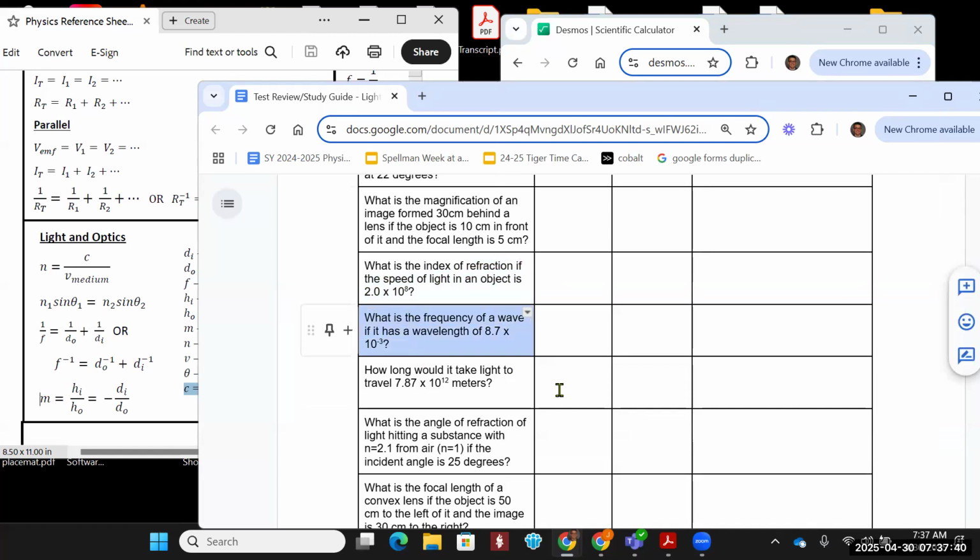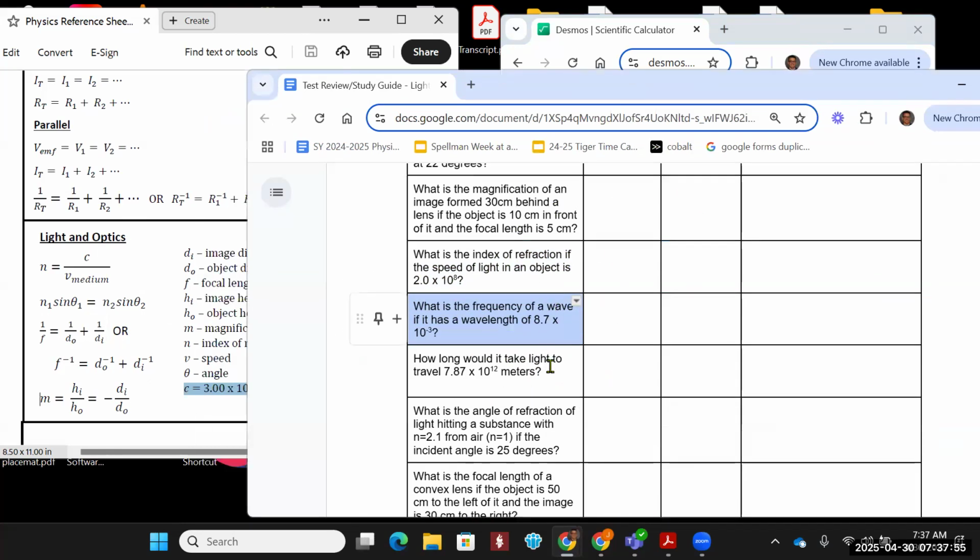Next one, what's the frequency of a wave? Now this one's going backwards. We're not using a formula out of light and optics. We're going to be going backwards a little bit and using a formula elsewhere. So we got the frequency of a wave that's got a wavelength. And the other part about this, I should have specified that it's an electromagnetic wave.